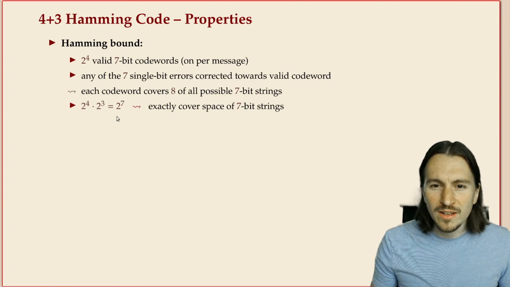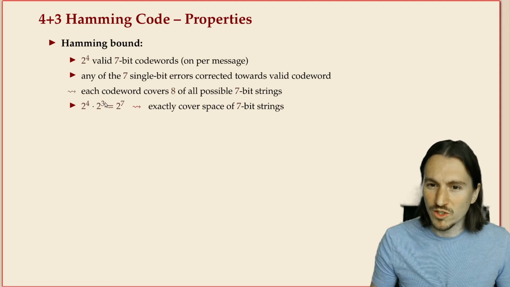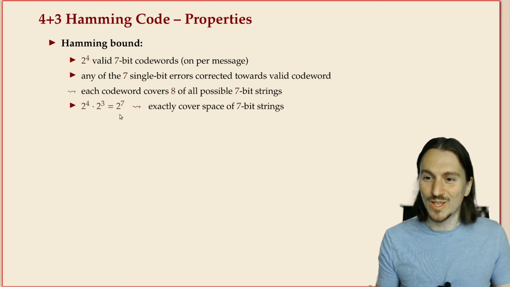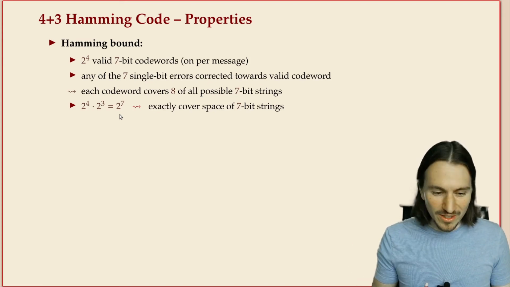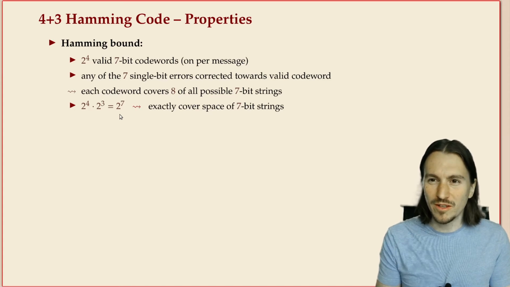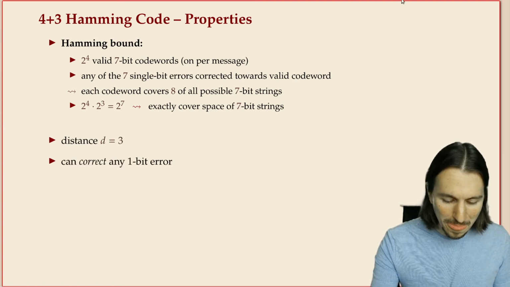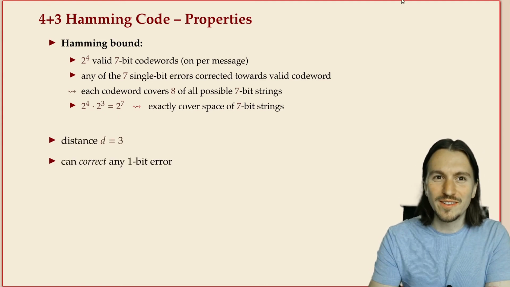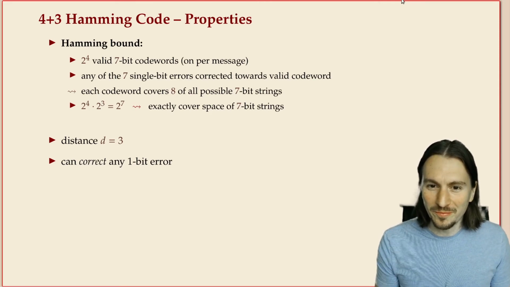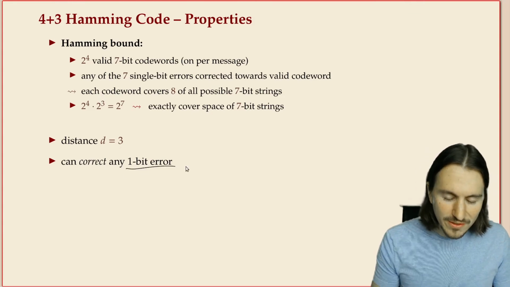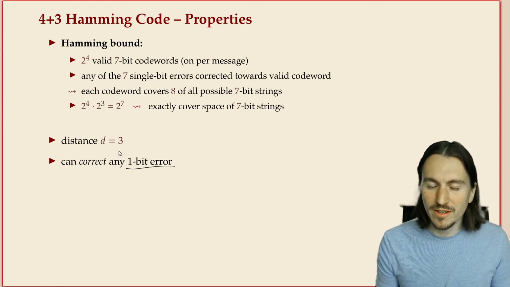Now if you multiply these two things, we have so many code words and each covers so many 7-bit strings, you obtain exactly all 7-bit strings. So Hamming codes entirely cover the 7-bit strings. It never happens that you receive a code and you don't know what to do with it. Whenever you receive a 7-bit string, you will correct either a 1-bit error, a flipped bit, or you will declare there is no error. That means we can always correct a single bit error. That's great. The distance works out to be 3.